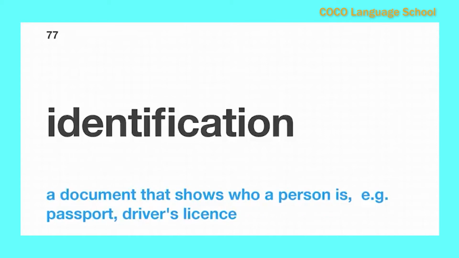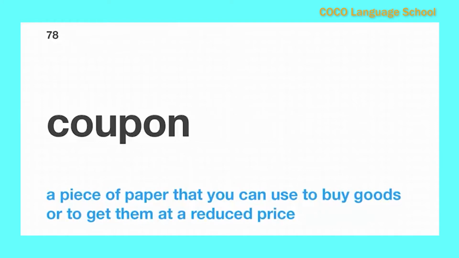A document that shows who a person is, for example passport, driver's license. Identification. A piece of paper that you can use to buy goods or to get them at a reduced price. Coupon.